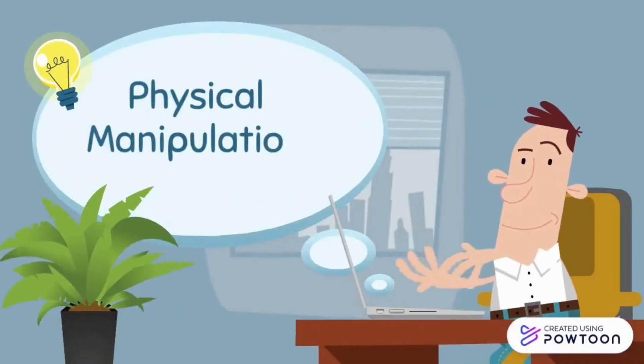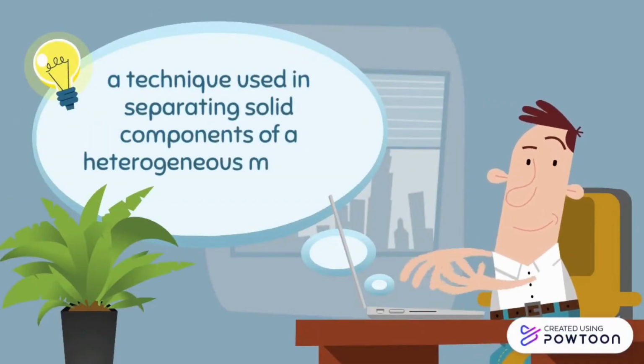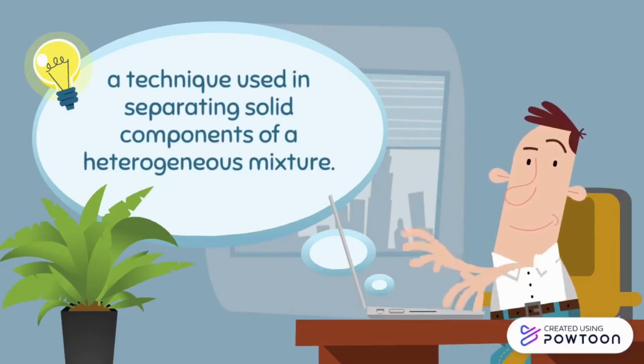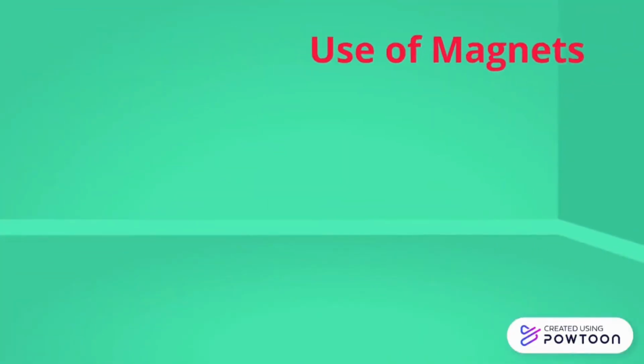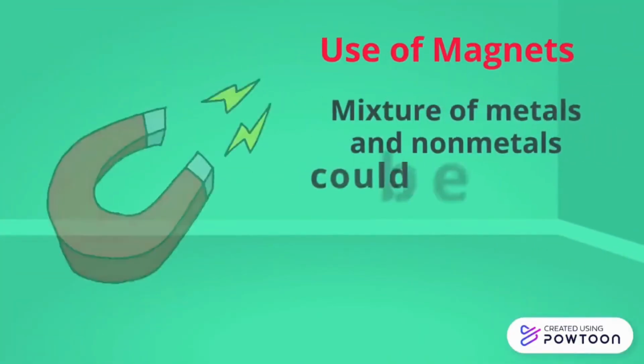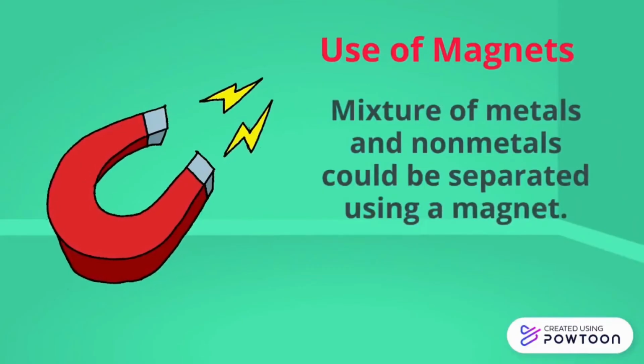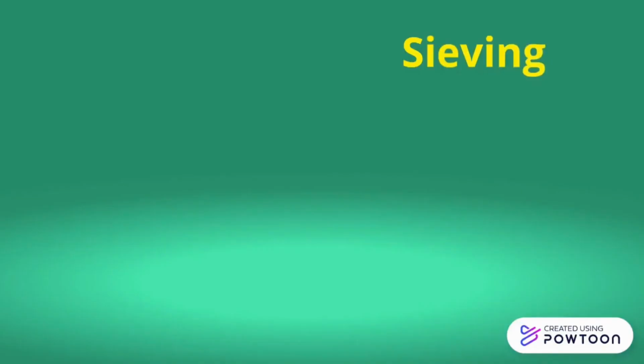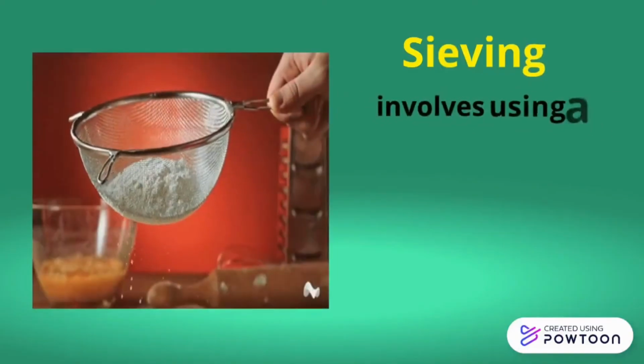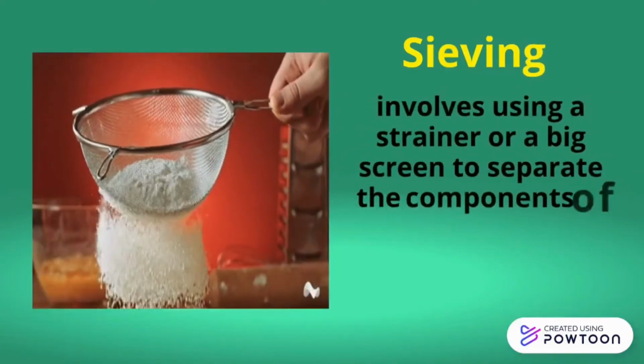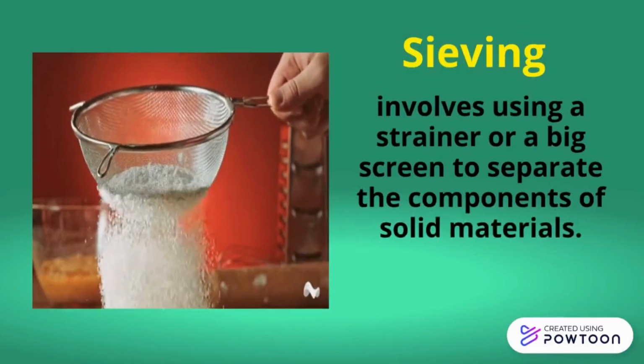Physical manipulation is a technique used in separating solid components of a heterogeneous mixture. Use of magnets: a mixture of metals and non-metals could be separated using a magnet. Sieving involves using a strainer or a big screen to separate the components of a solid material.